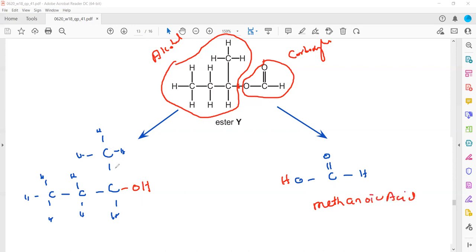And this one, the OH is attached with the second carbon because 1, 2, 3, 4. So second carbon contained OH. So it is but because of 4 carbon, and because they have a single bond, and 2-ol because the second carbon contains an OH, so it is butan-2-ol. So this ester is actually formed by reaction between butan-2-ol and methanoic acid.